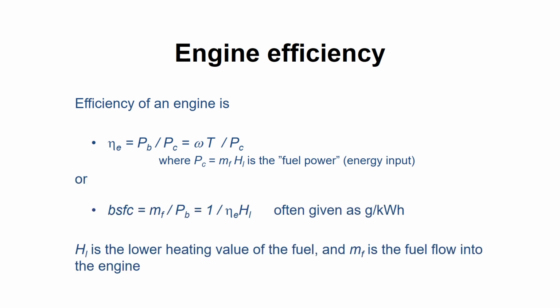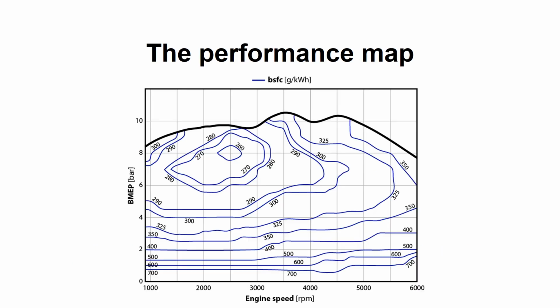There is a second relationship, giving the brake-specific fuel consumption, BSFC, usually with the unit gram per kilowatt hour. This parameter takes into account what fuel that is used, so a fuel with a low heating value like ethanol gives a higher value of BSFC than, for instance, gasoline, even if the ethanol engine could have a higher efficiency.